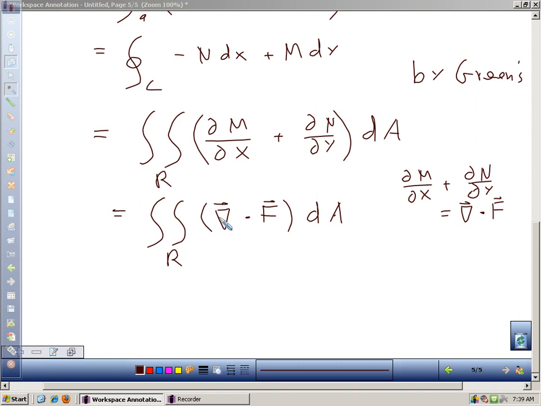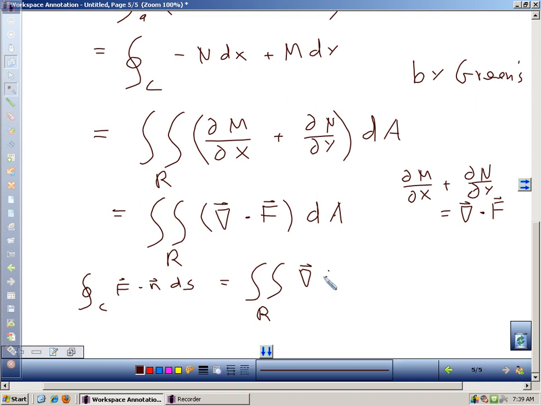And we'll extend this to 3 dimensions a little later, and this will be called the divergence theorem. And I'm just going to rewrite what we started with. This is F dot n ds, and that equals the divergence of F. And one of the reasons that we're doing this is because the divergence over a region is something that we're interested in physics. We call it the flux. So that talks about the flux of a field.